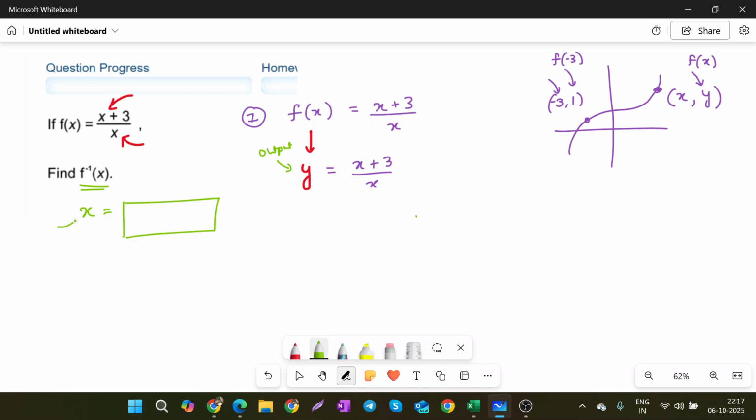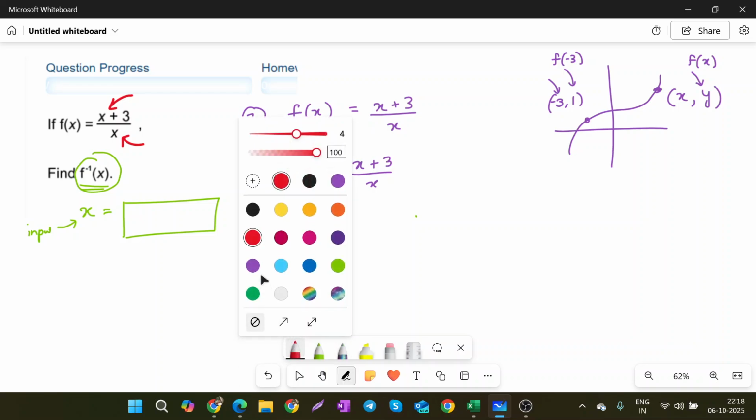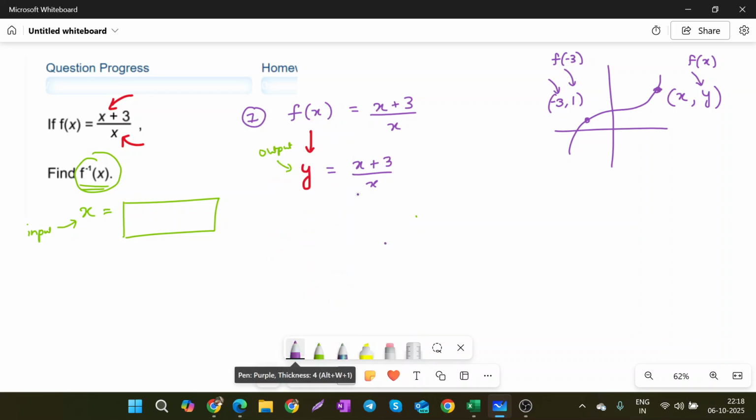I am trying to get to input being the star of the show, because that is what an inverse function does. Inverse function kind of takes you back to your input. So to do this, we're going to have to do a bit of rearranging. The rearranging is going to get slightly messy.